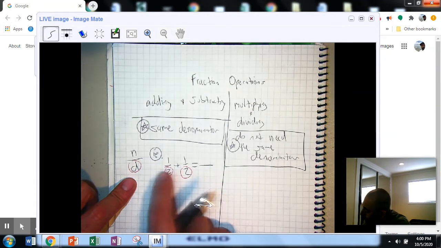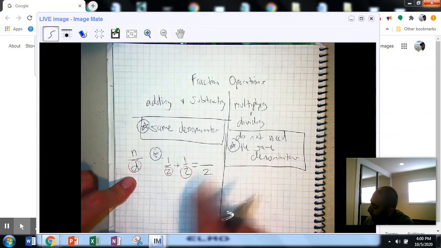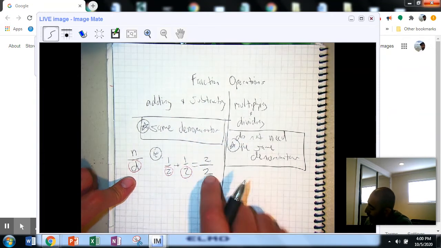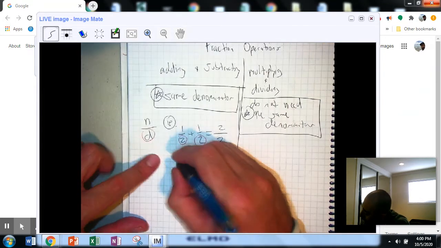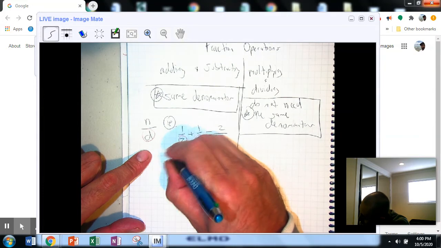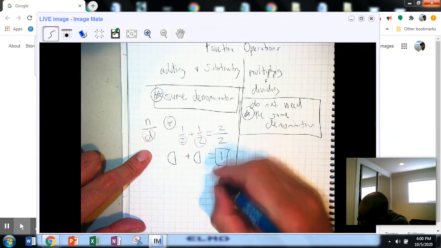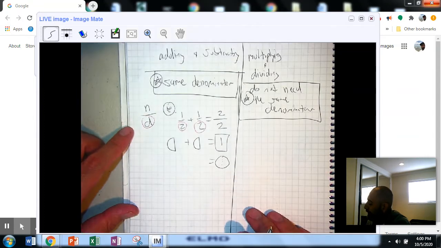so you can begin. Before you do anything, you look at the denominators. If they're the same, it stays the same when you add or subtract. You only add the top, so 1 plus 1 is 2. So 1 half plus 1 half is 2 halves, which is 1 whole. If we're talking about a circle, half a circle plus another half a circle equals a whole circle, because it's 2 halves, right? So that's how fractions work.